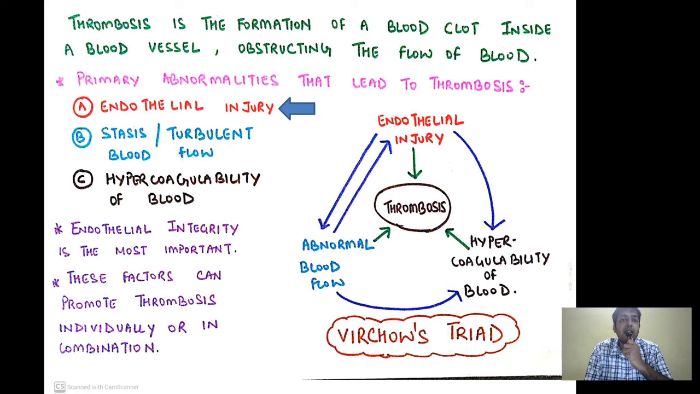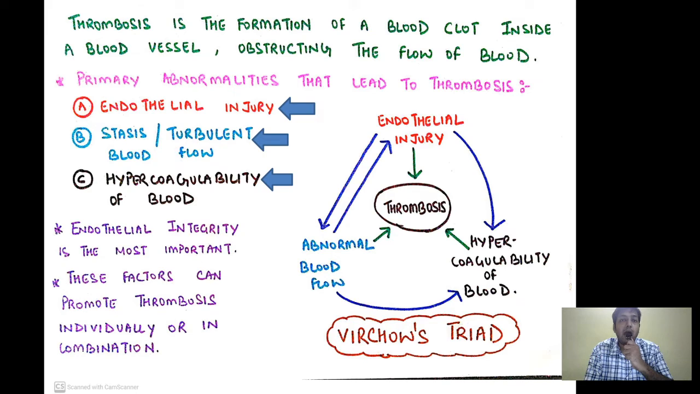Now, what are the primary abnormalities that lead to thrombosis? So number one, we are having endothelial injury. Second, if there is a stasis or turbulent blood flow, or we can say an abnormal flow of blood. Thirdly, if there is hypercoagulability of the blood. So what do we mean by each of them? We are going to read about them in details in individual sections.